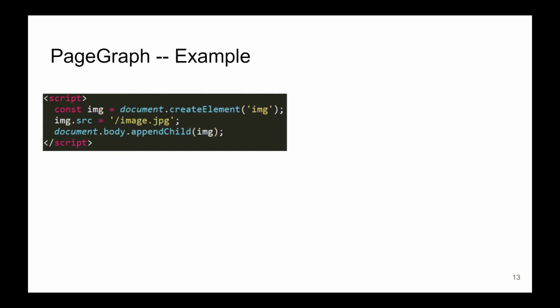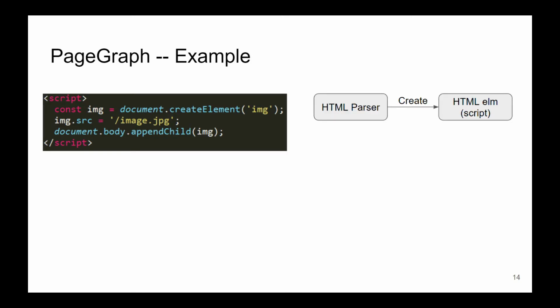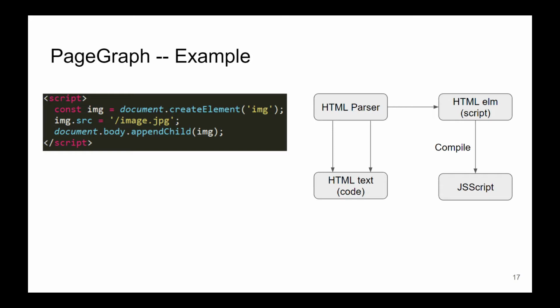Now, within the browser, first the HTML parser will see that it needs to create a script element. And this script tag consists of text that it needs to create, and it needs to append it. And in order to execute this, we also need to compile this script element. And all of this is tracked by PageGraph. But now, once it's compiled, we can start the execution of the script.